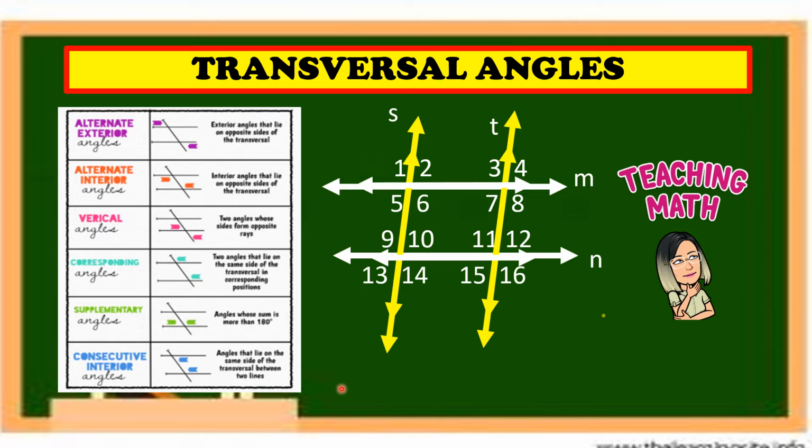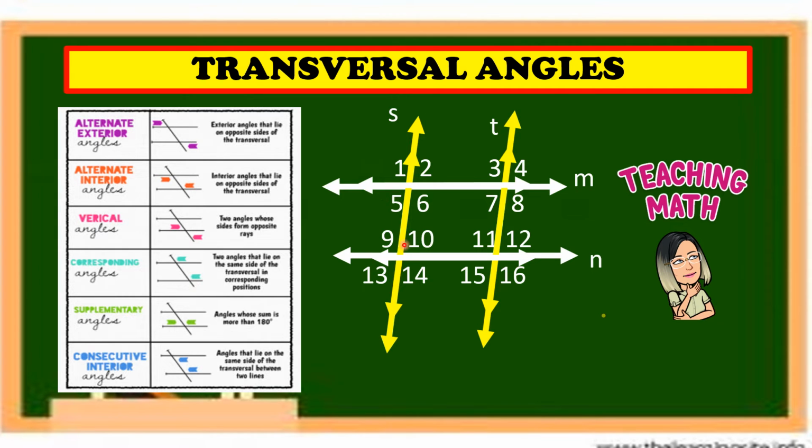So we have the transversal angles. We have line M parallel to line N, and line S is parallel to line T. We'll make use of M and N, and S as a transversal. We have this figure. What are the different corresponding angles in this figure? We have angle 1 and angle 9, angle 5 and angle 13, angle 2 and angle 10, angle 6 and angle 14. We have the alternate interior angles. We have angle 5 and angle 10, angle 6 and angle 9.